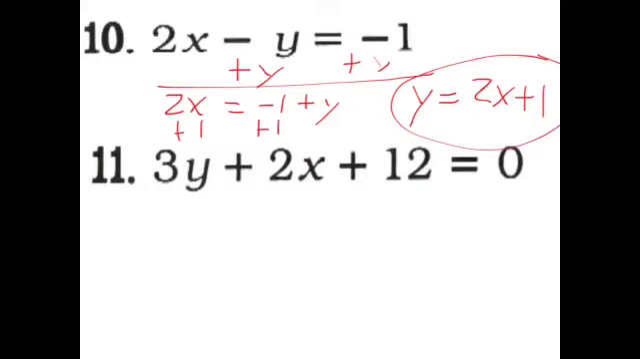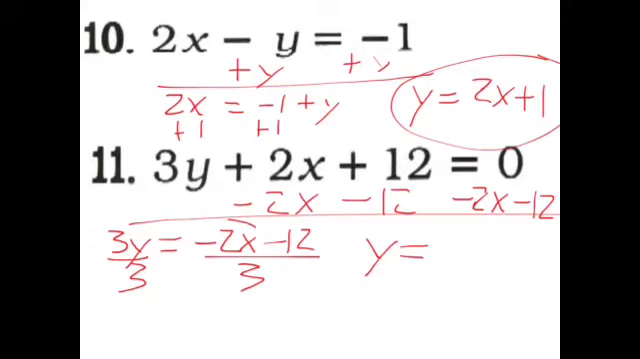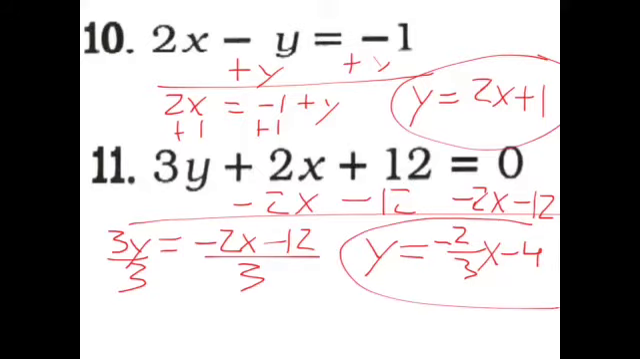This next one, I'm going to subtract 2x and subtract 12 from both sides all at the same time. And that'll give me 3y equaling negative 2x minus 12. I just need to divide everything by 3 to get my y all by itself. Now I'm looking at y equals, well, negative 2 divided by 3 is just negative 2/3. And then negative 12 divided by 3 is negative 4. So there's my second one.